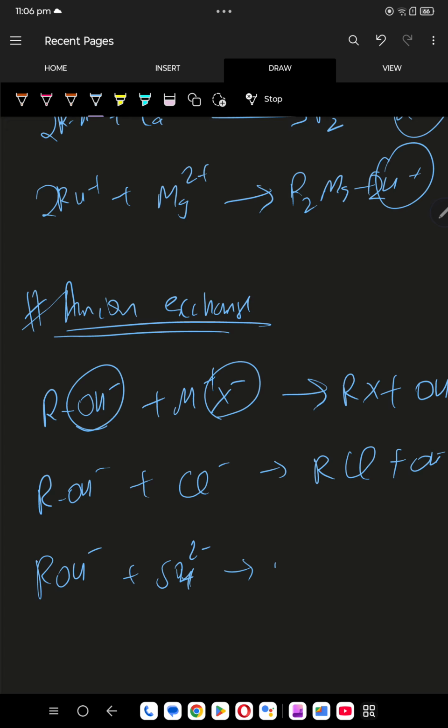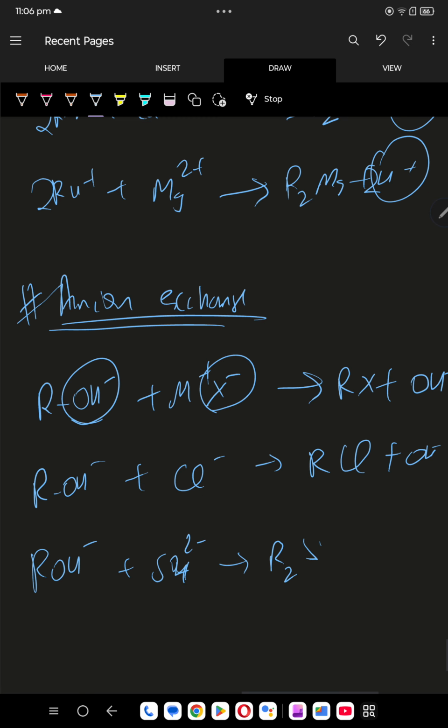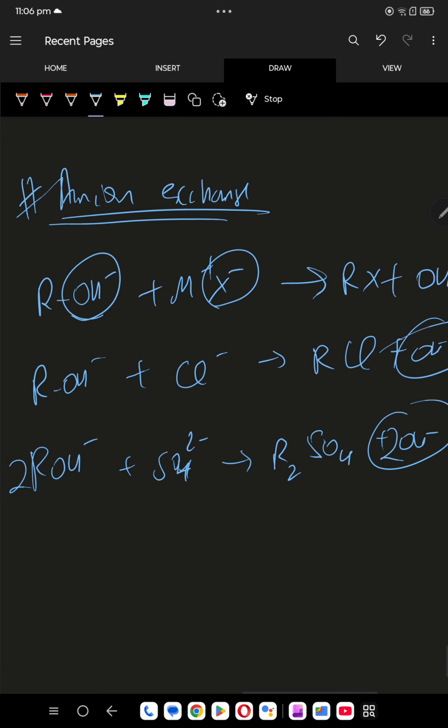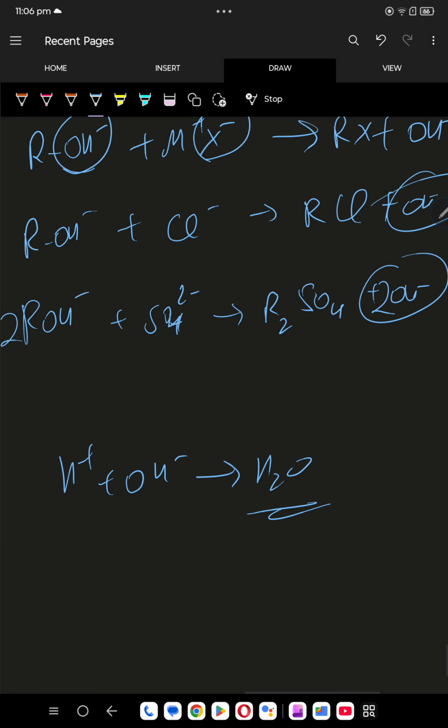So this will become what again? R2SO4, because RX, and then OH-. This will become 2 and this will also become 2. Correct? That's it. Now here OH- is released. So H+ from the cation exchanger and OH- from the anion exchanger will give you water. This is deionized or demineralized water.